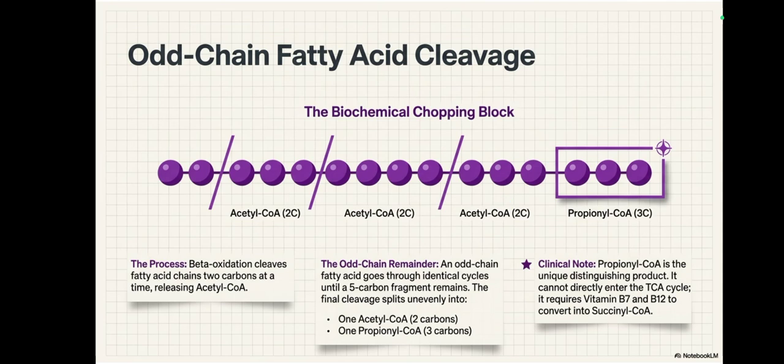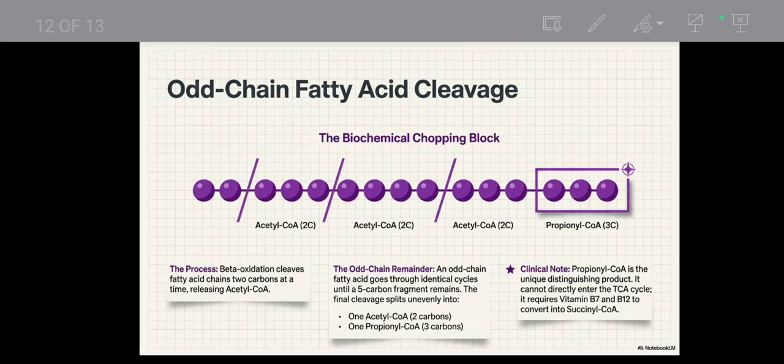The last topic is the beta oxidation of odd chain fatty acids. We look at the oxidation of fatty acids. While even chain acids break into acetyl-CoA, odd chain fatty acids produce a unique final 3-carbon product, propionyl-CoA. This propionyl-CoA is eventually converted into succinyl-CoA to enter the TCA cycle, a process requiring biotin and vitamin B12.